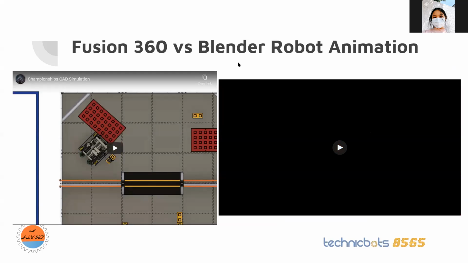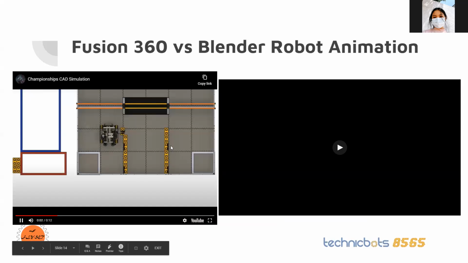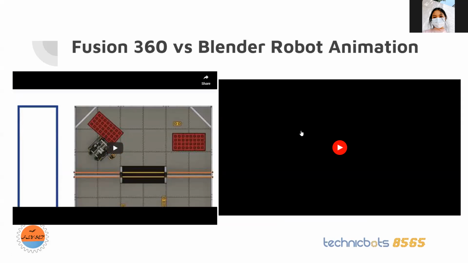So this is our comparison of the Fusion 360 animation that we used in our championships. The video on the right is going to be the new Blender robot animation that I did. You can see that it was really choppy at some points. That was probably a mistake on my part on how I messed up the animating. But when you look at the Blender robot animation, you'll be able to see, even despite that little hiccup, that it is a lot cleaner and smoother looking.